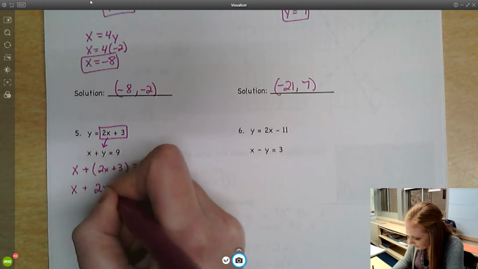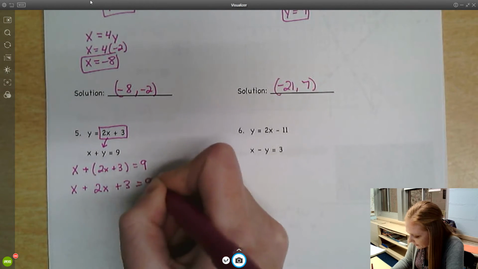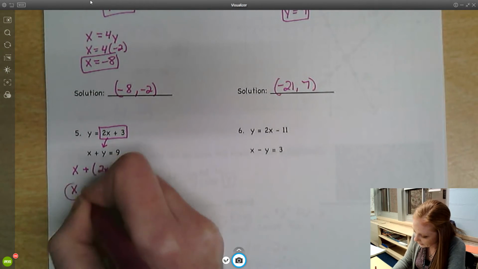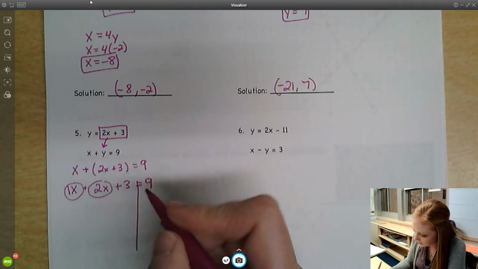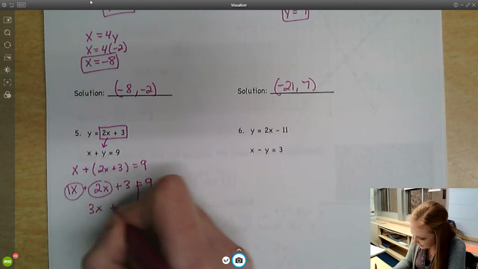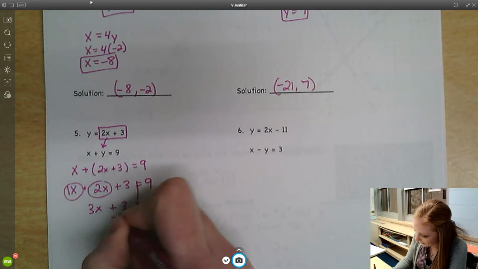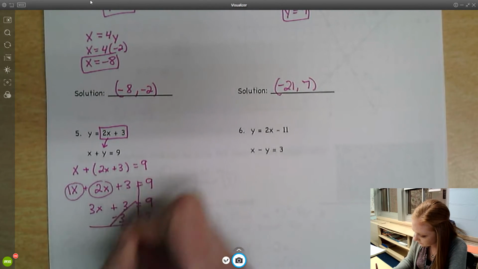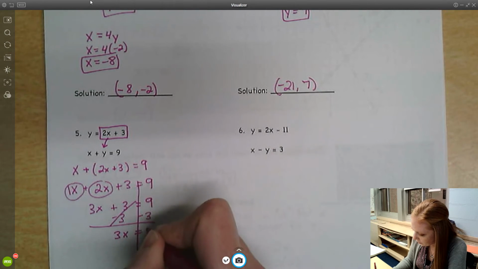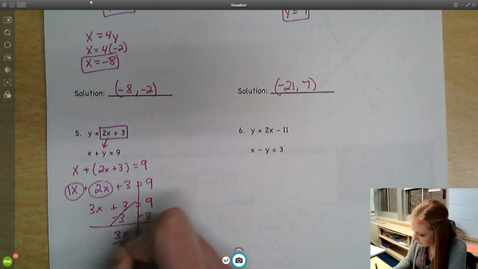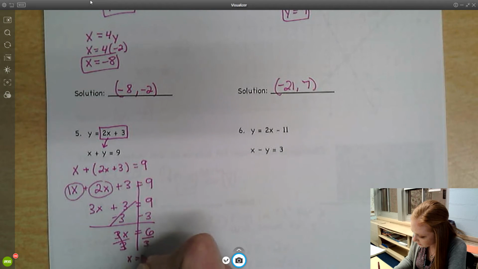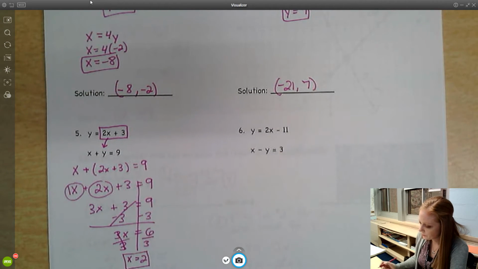I'm just going to rewrite it without parentheses to make it easier to combine like terms. Okay, I can combine my 1x with my positive 2x and get 3x plus 3 equals 9. Now I can solve for x by subtracting 3 on both sides. That would be 3x equals 6. Divide by 3 on both sides, and we figured out that x is 2.